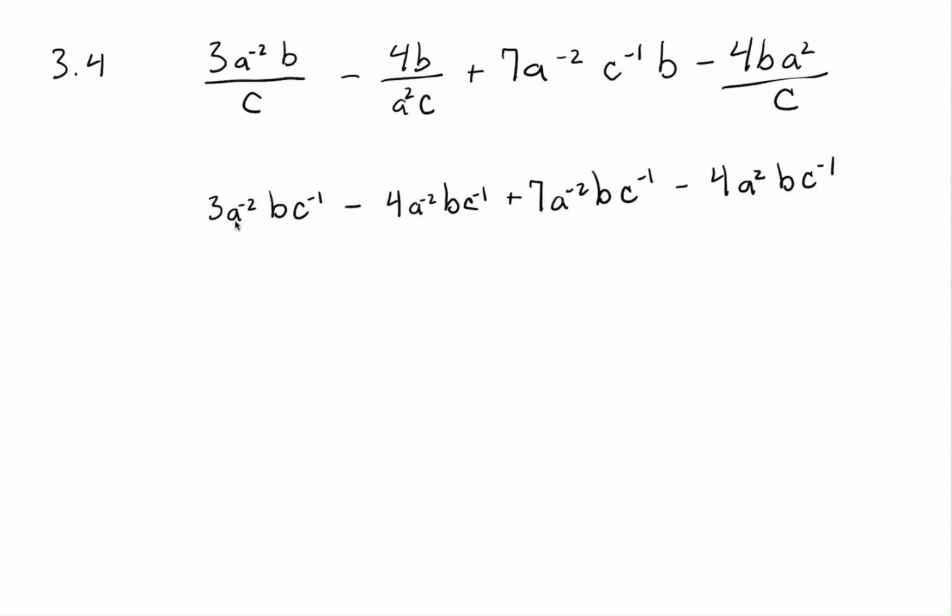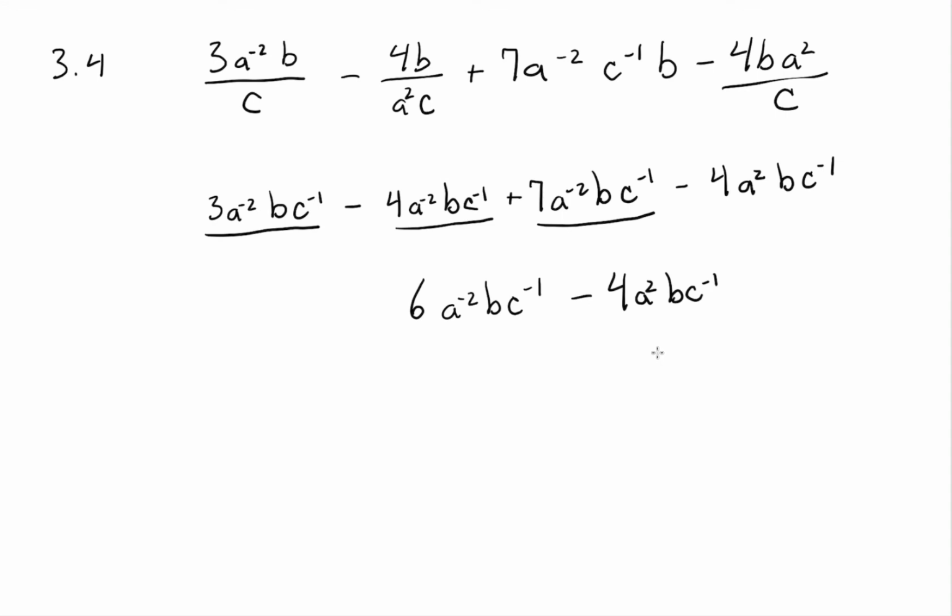And as we could see, a^-2 b c^-1 is the variables for this term, and this term. This term has a positive 2, so it is not a like term. So these three we can combine. So we have a positive 3 and a negative 4. That's negative 1. And a positive 7, that's a positive 6. So we have 6a^-2 b c^-1 minus 4a^2 b c^-1.